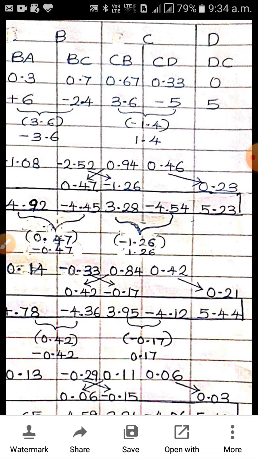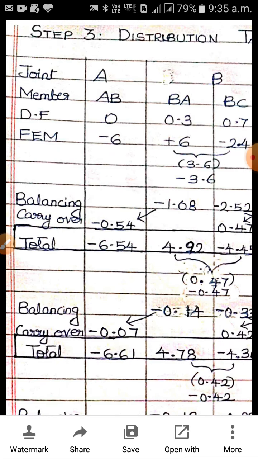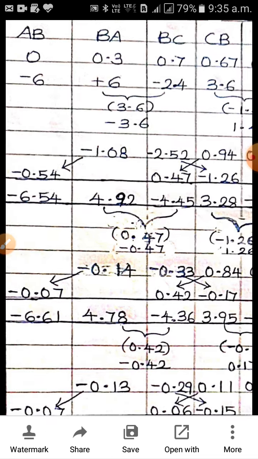So why is it getting transferred from C to D? C and B are intermediate supports. Only if there is a fixed support at D, it will be carried over. If there is a hinge, it will not be carried over, remember. So because D is fixed, it is getting carried over. So 0.46 is getting carried over from CD to DC, half of that, 0.23. Similarly here, B to A, A is fixed. So minus 1.08 divided by 2 is minus 0.54. So you have to do it.